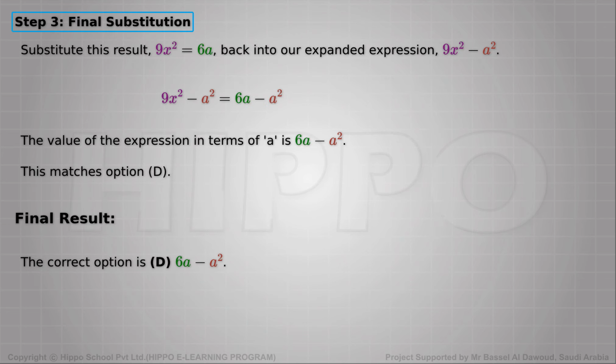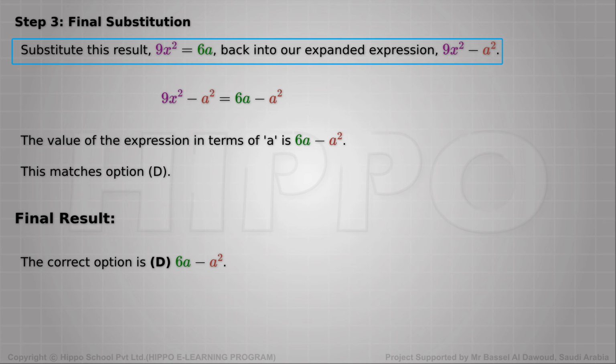We're on the home stretch now with step 3. This is where we put everything together. In step 1, we found that our expression simplifies to 9x squared minus a squared. In step 2, we figured out that 9x squared is actually just another way of writing 6a.